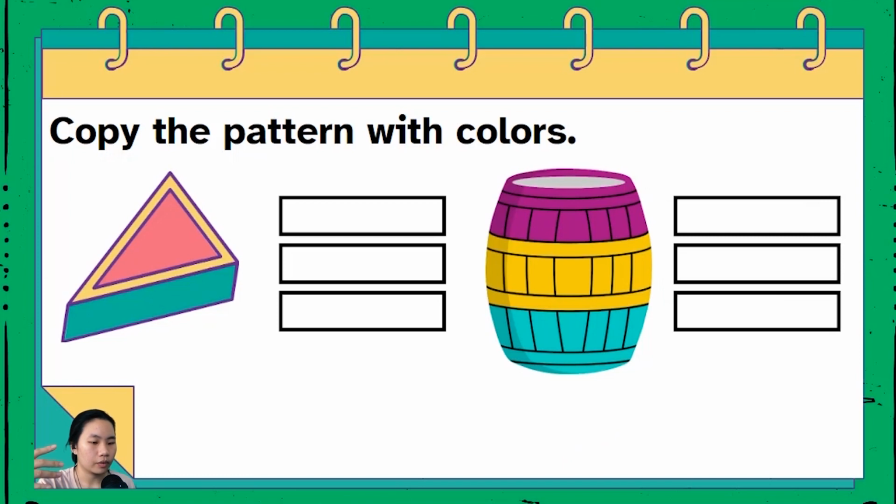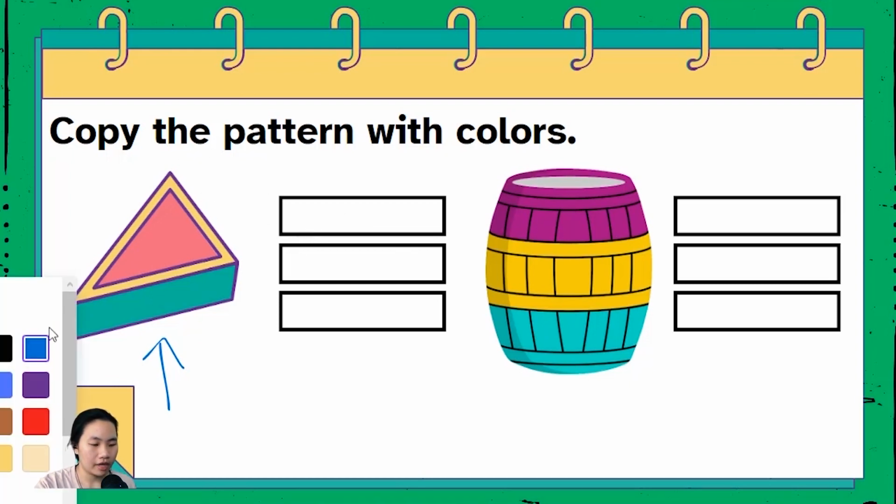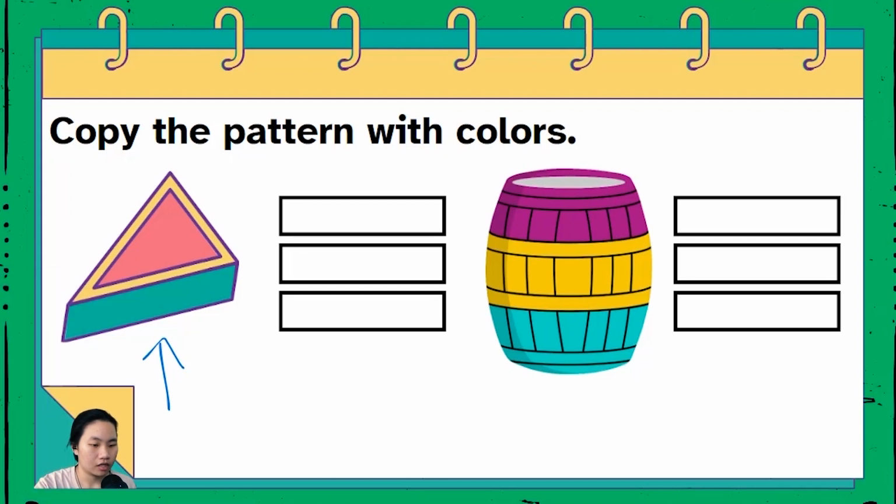Let's work with our first object. Basically a triangle, right? So what's the first color that you see from this triangle? It is red, pinkish red. So that's what I'm gonna find. Pinkish red, okay? And I'm gonna color this in pinkish red.